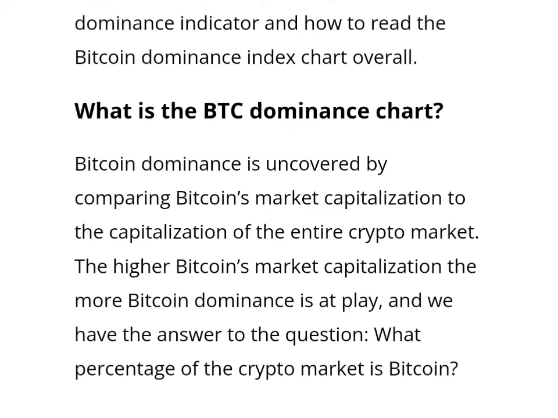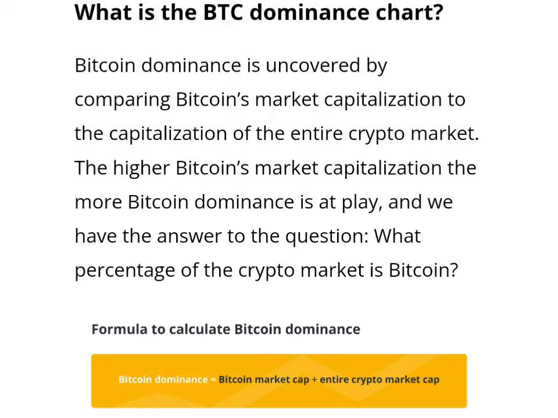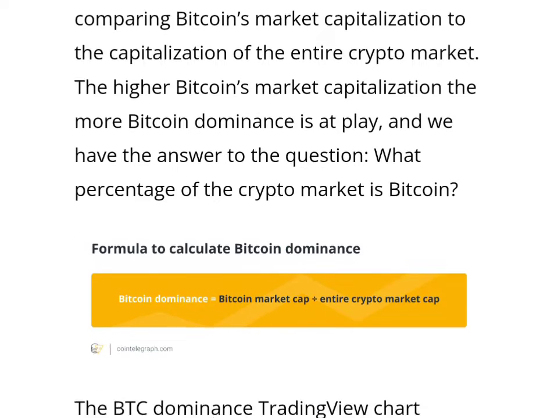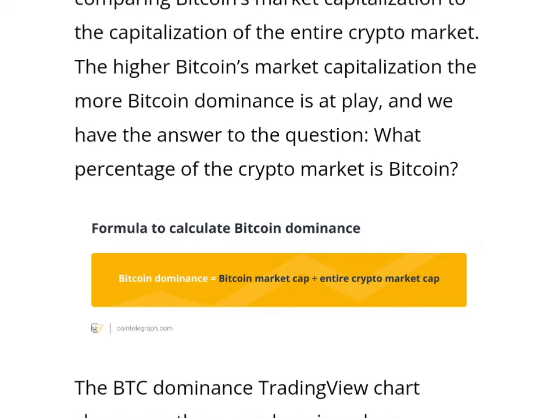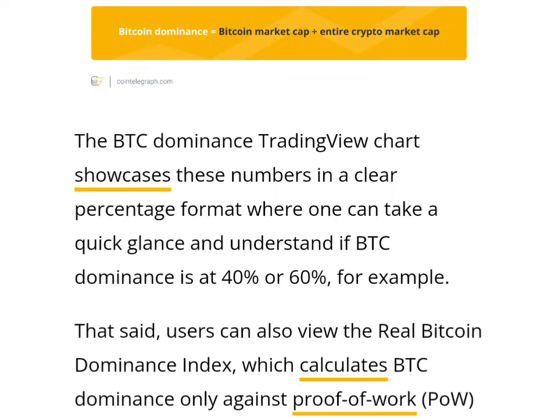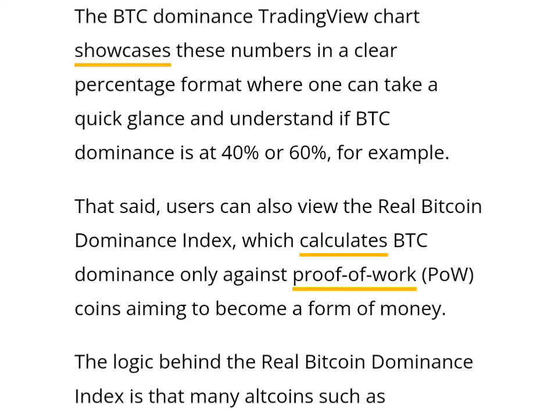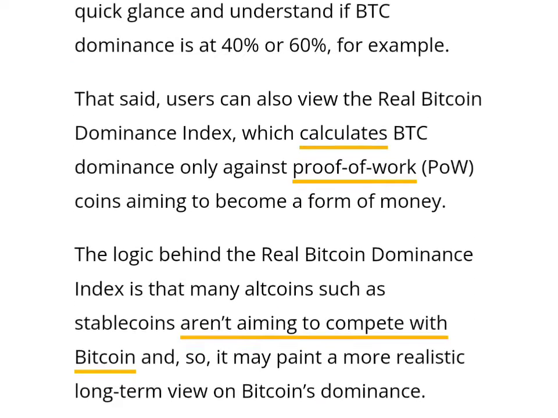What is the BTC dominance chart? Bitcoin dominance is uncovered by comparing Bitcoin's market capitalization to the capitalization of the entire crypto market. The higher Bitcoin's market capitalization, the more Bitcoin dominance is at play, and we have the answer to the question, what percentage of the crypto market is Bitcoin? The BTC dominance TradingView chart showcases these numbers in a clear percentage format where one can take a quick glance and understand if BTC dominance is at 40% or 60%, for example.